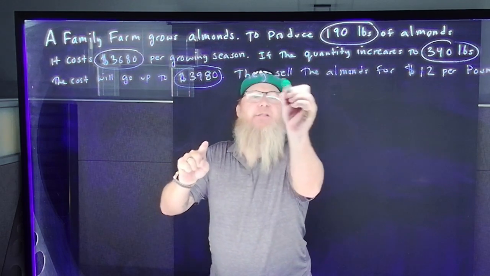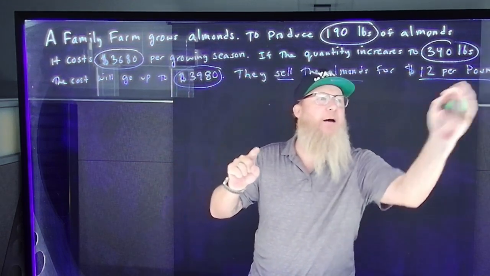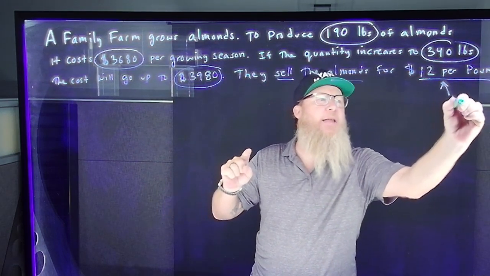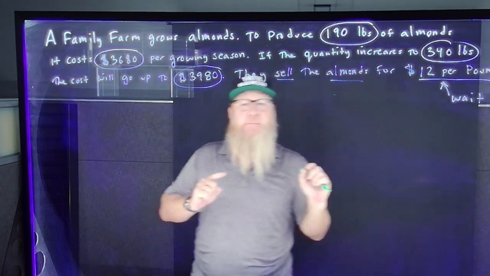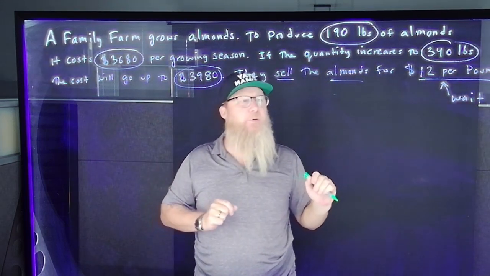They also sell these almonds for $12 a pound. We'll go ahead and wait on that. We'll come back to that later. We're not really going to sell the almonds until we grow them first.